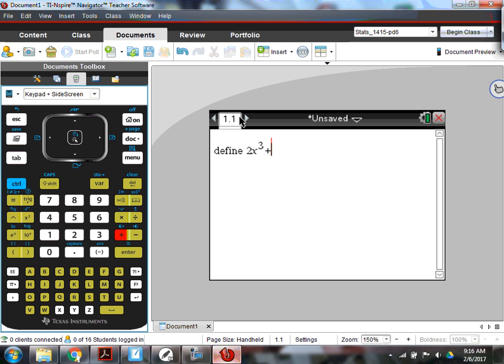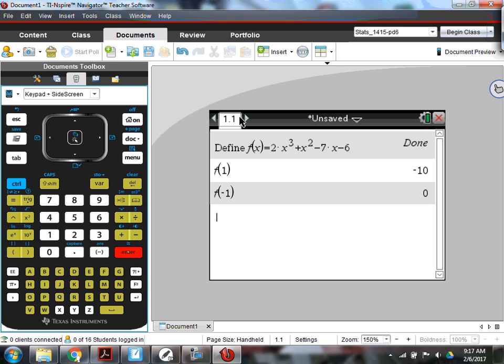So plus, what do we got? X squared minus 7x minus 6. Now I have to tell it whether we want to use P or F. It doesn't matter. I'll use F. So f of x equals this. Okay. So I would be finding f of 1, f of negative 1. Okay. Does that make sense? I don't know if that answered your question.